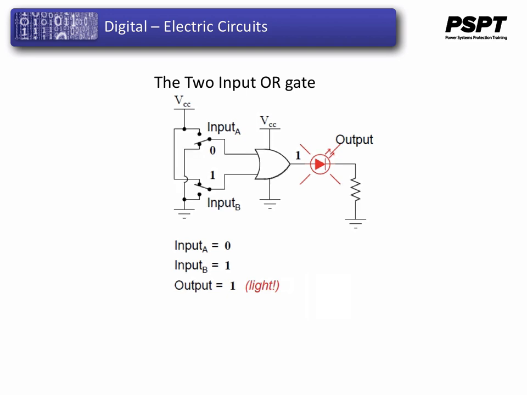If we switch B to a 1 and switch A to a 0, we still get the light emitting diode to light. And if we switch both of them to a 1, again we get the same result. The output is a logic level 1 and the light emitting diode will light. So let's repeat that just to have a second look at it. If any of the inputs are 1, you get an output that'll light the light emitting diode.